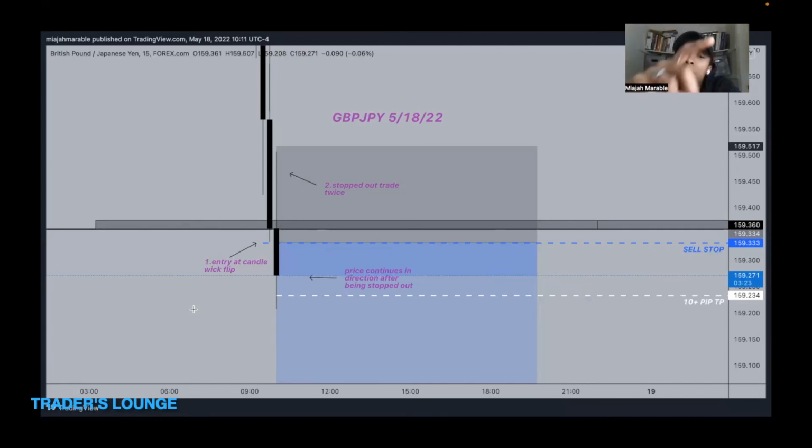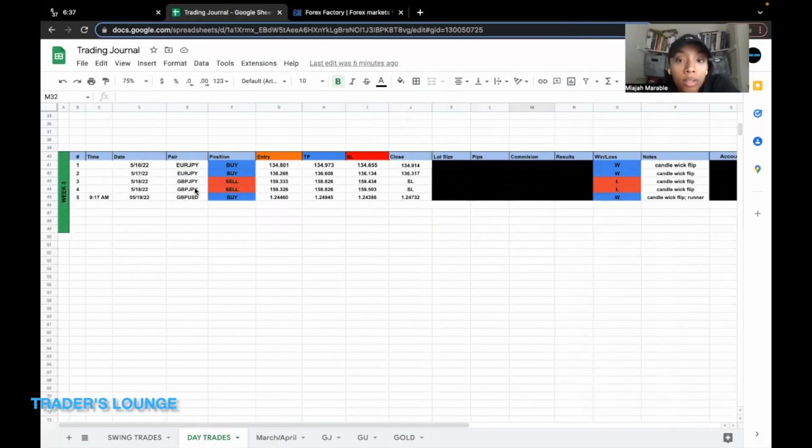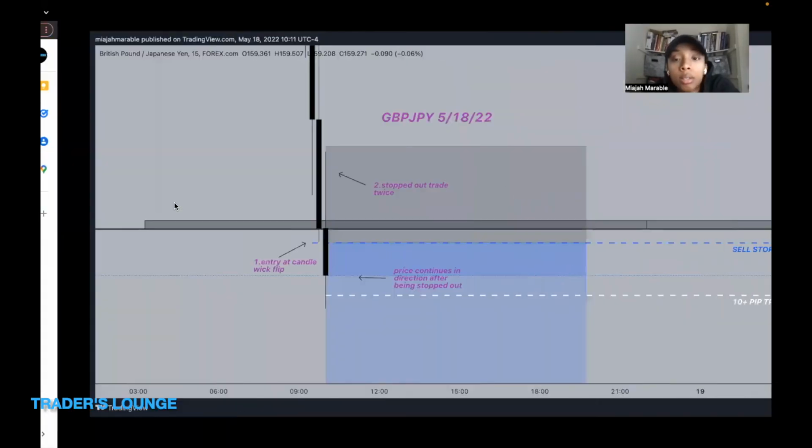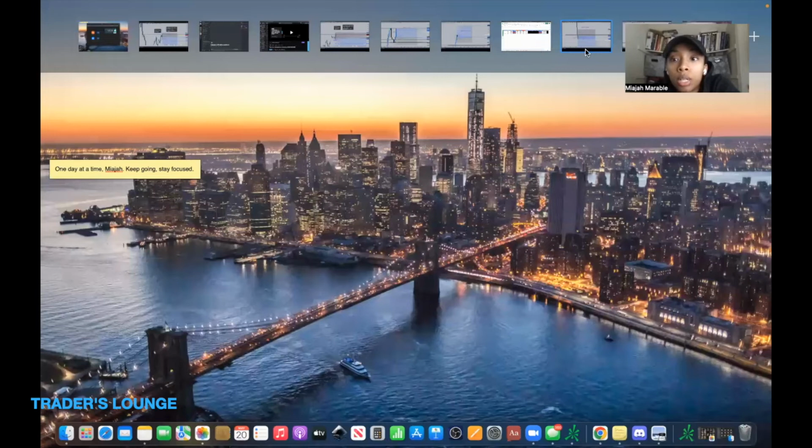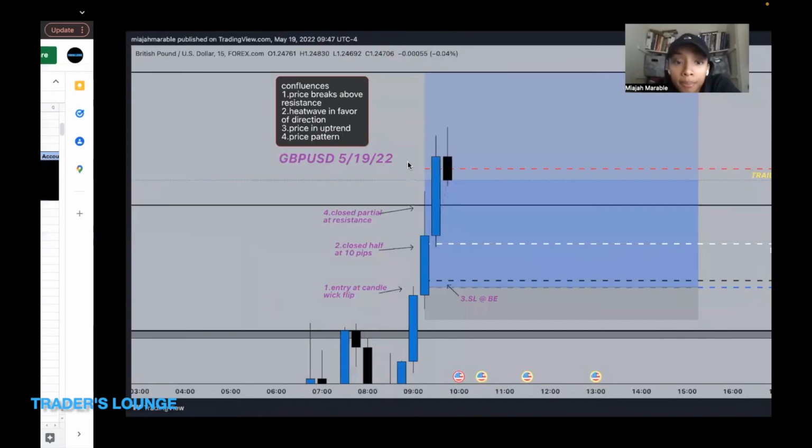I also knew price had just dropped 100 pips. I knew it was going to find support somewhere, but I was confident in the setup, and it did actually end up going my way. It's just that price was fluctuating in this area here. So I got stopped out twice on this. Price continues in the direction after being stopped out. It was frustrating, but I live to trade another day. So that's why I added the time here, and I put my time in. So I'm going to head over to the next trade here.